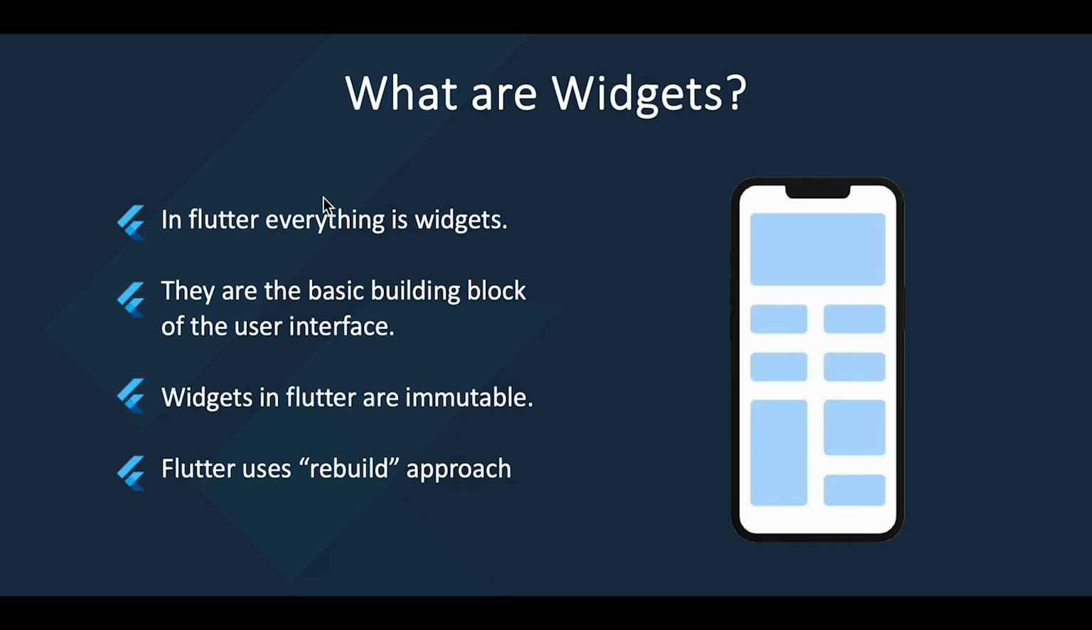Widgets can be combined to create a more complex widget, allowing for a hierarchy of components that represent the structure of the user interface. Widgets in Flutter are immutable, meaning they cannot be changed after they are created. When the state of a widget needs to change, a new widget is created with the updated state. Flutter uses a rebuild approach where the entire UI is rebuilt when the state changes.